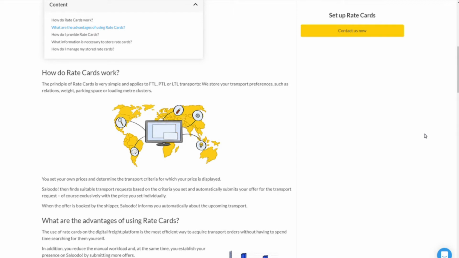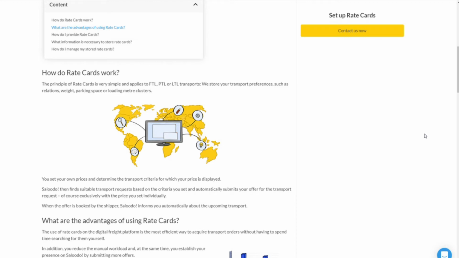We store your transport preferences, such as relations, weight, parking space, or loading meter clusters. You set your own prices and determine the transport criteria for which your price is displayed. Saloodo then finds suitable transport requests based on the criteria you set, and automatically submits your offer for the transport request, of course exclusively with the price you set individually.